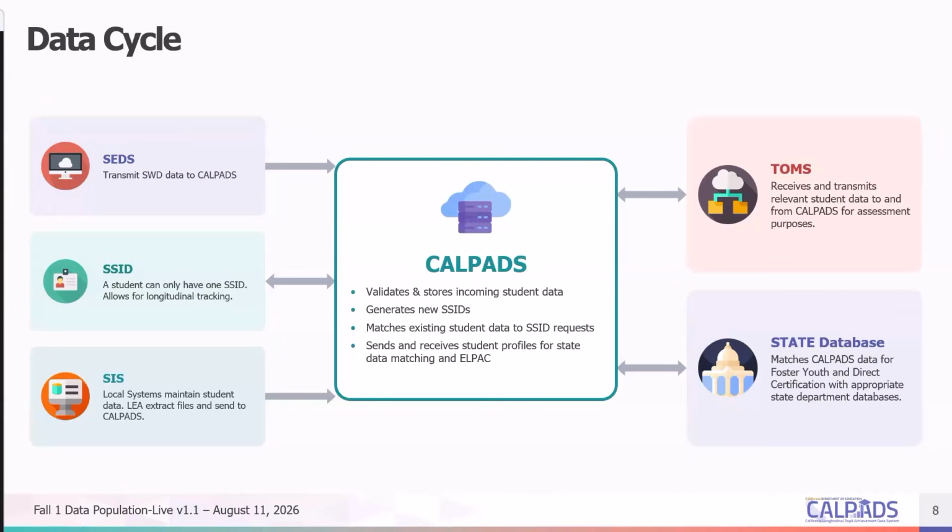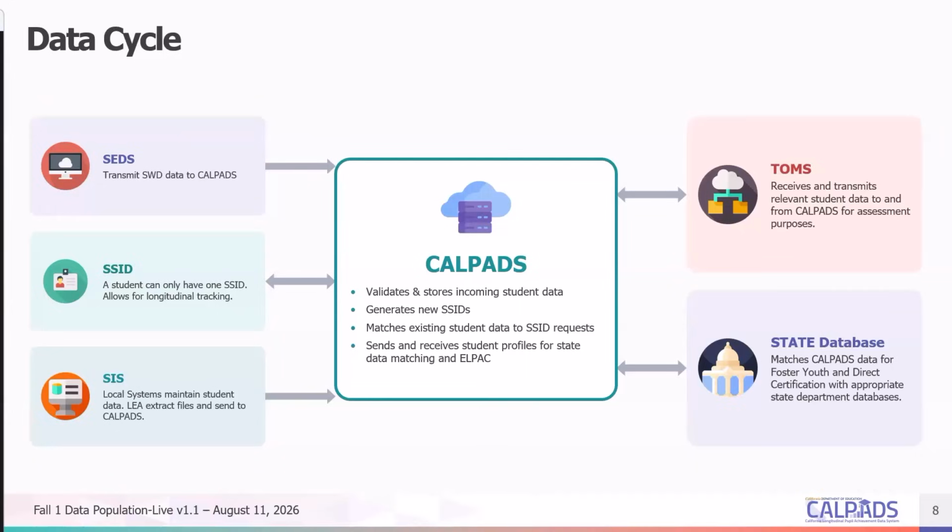Once the data is submitted to CalPADS, it goes through two levels of validations. First, input validation rules, or IVRs. Fatal IVRs block submissions, and errors must be fixed and the file needs to be resubmitted. Warning IVRs allow submissions, but they flag potential issues that should be reviewed for data quality.